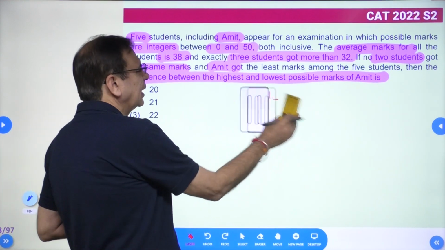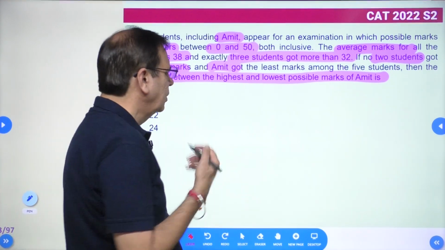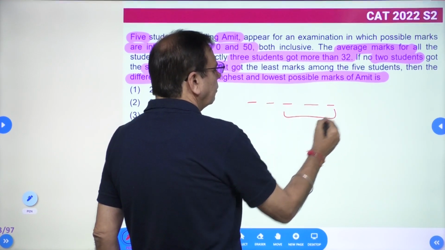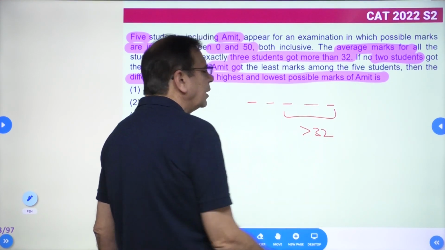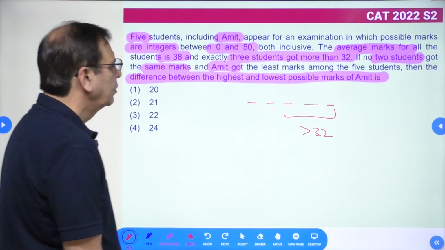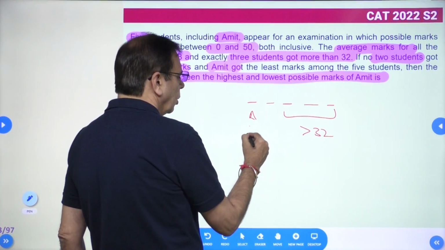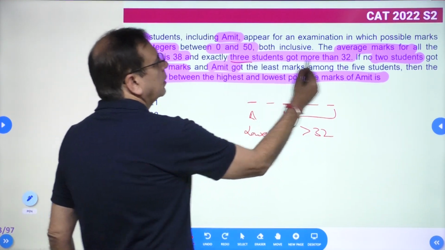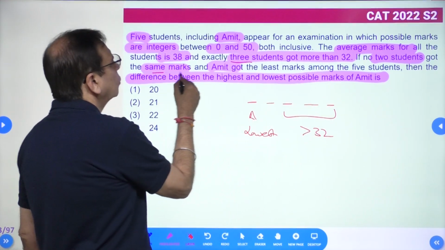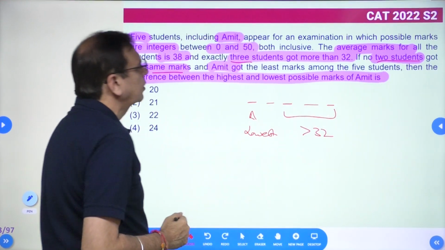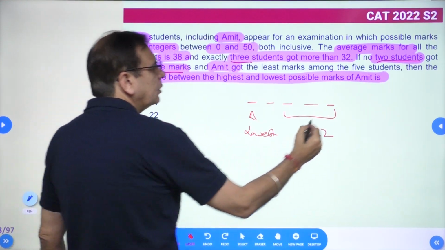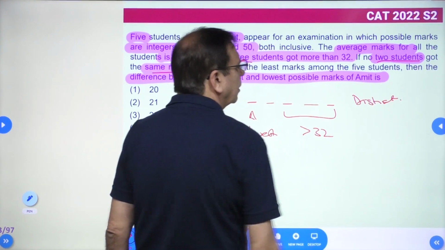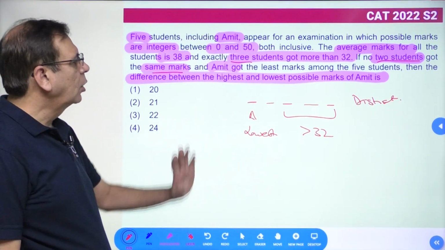And what does the data tell us? पहली चीज क्या कहता है? There are 5 stones, and exactly 3 of them have got more than 32. Secondly, Amit is the lowest. And all these stones get different marks. No 2 stones got the same marks, so each of them is distinct. Amit got the lowest marks.